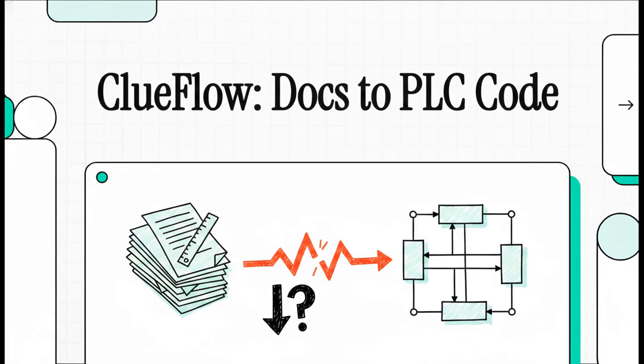Welcome to this explainer. Today, we're tackling a massive, incredibly frustrating pain point for control and OT engineers, that costly, stubborn disconnect between static documentation and actual running logic. Look, if you've ever stood out on a plant floor holding a PDF spec in one hand, staring at a massive PLC program on your screen with the other, just desperately trying to figure out if they actually match, well, you know exactly what I'm talking about.